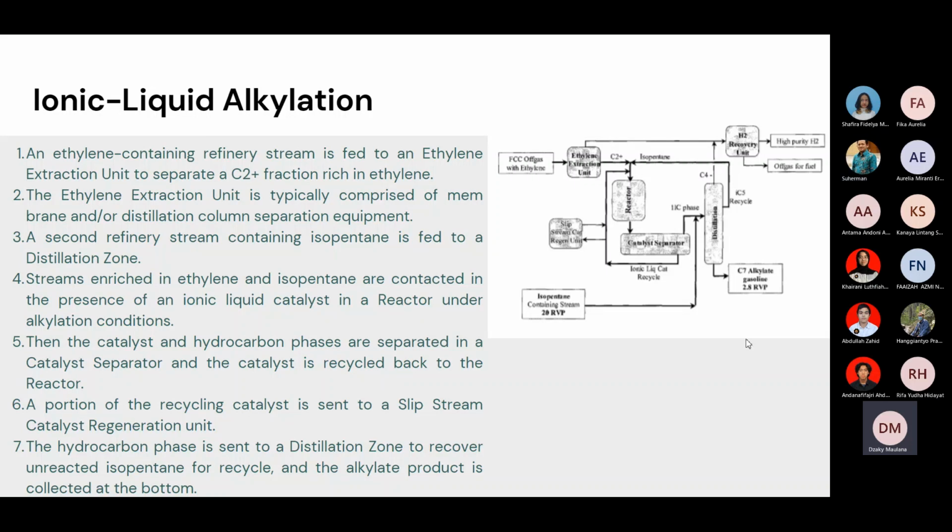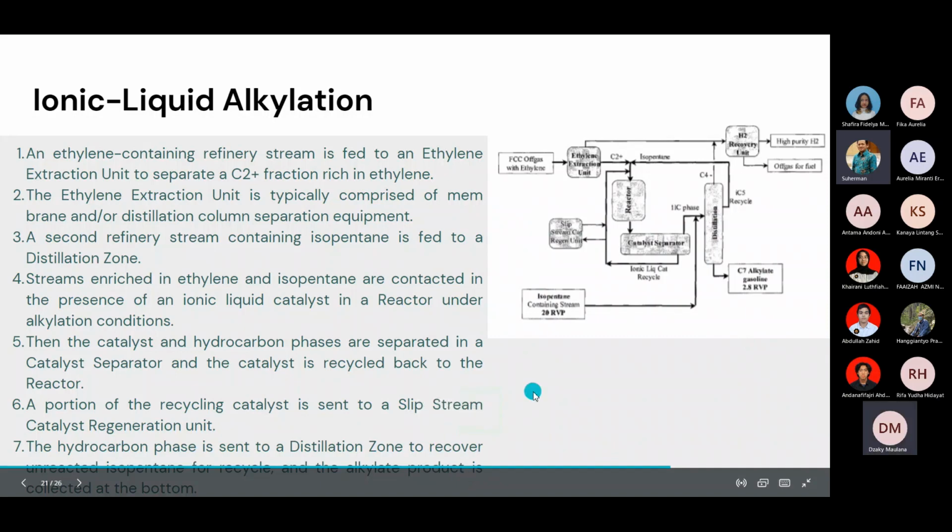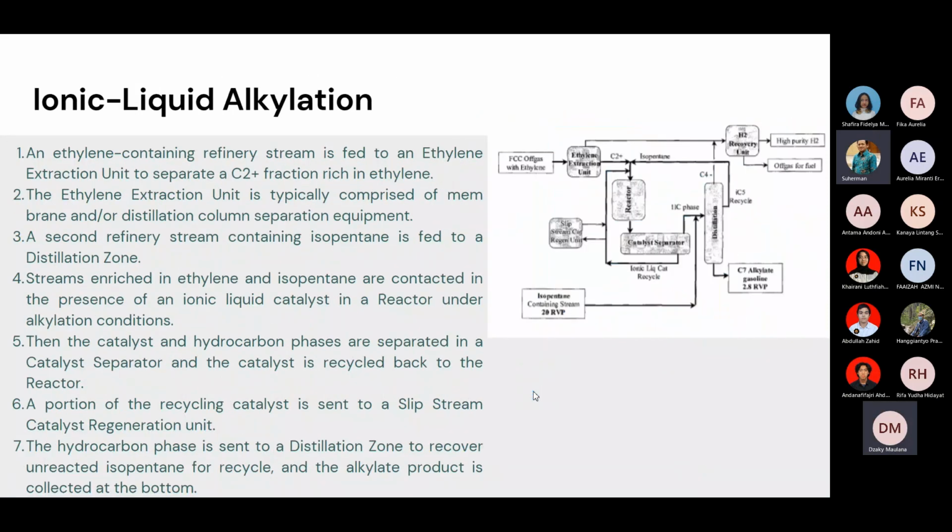Then the streams enriched in ethylene and isopentane are contacted in the presence of an ionic liquid catalyst in a reactor under alkylation conditions. Then the catalyst and hydrocarbon phases are separated in a catalyst separator, and the catalyst is recycled back to the reactor. Then a portion of the recycling catalyst is sent to a slipstream catalyst regeneration unit, and then finally the hydrocarbon phase is sent to a distillation zone to recover unreacted isopentane for recycle, and the alkylate product is collected at the bottom.